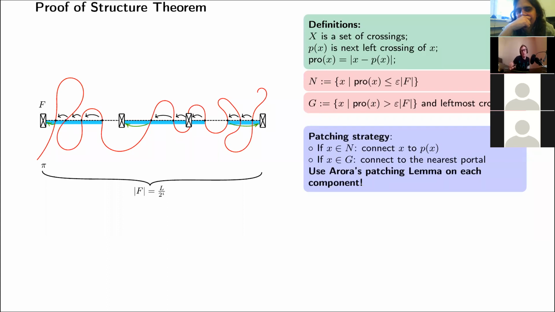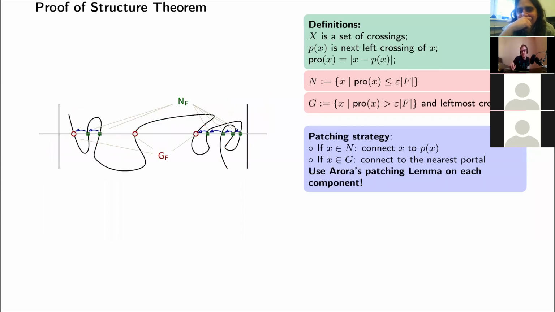You may be confused now. That's why I prepared the other picture. The other picture is by Shandor. We are having these near sets and these vertices that are near and vertices that are at the greater distance, and we basically want to do this patching lemma of Aurora on this near set and then connect them to the portal through vertices in the great set.